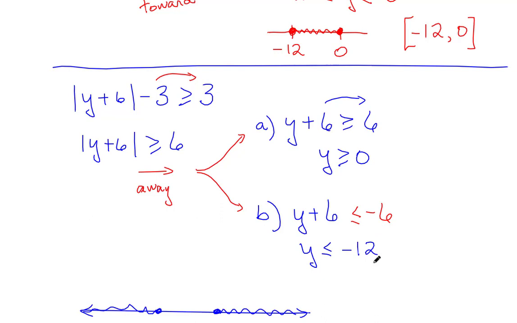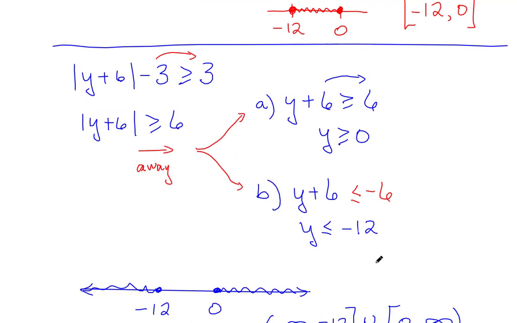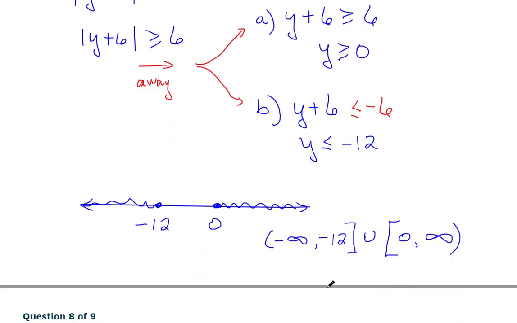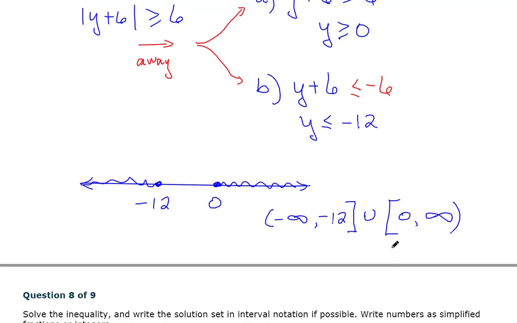And so what you can notice is when it was toward, it was stuck in the middle. When it looks away, your answer is away. And when it's equal, it's just the two dots. And in this last case, because I've got two pieces, I've got this U for union.